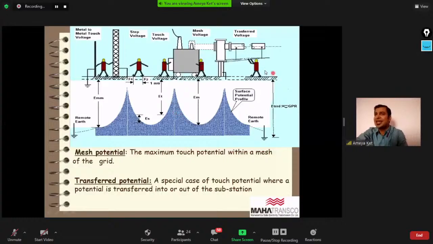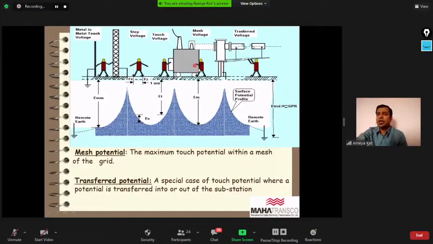So what happens if we make a movement? What exactly are these movements? When we are walking while carrying any kind of object on the body, we are unknowingly touching some equipment or object in the substation. At that time, we are transferring the potential. Here, we are transferring the potential from our own body to the equipment and from the equipment to our own body.